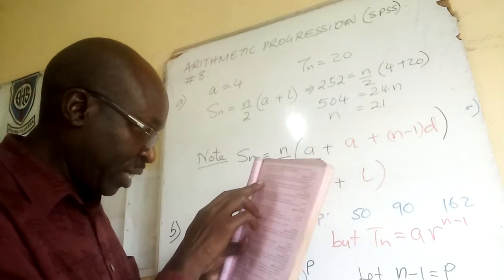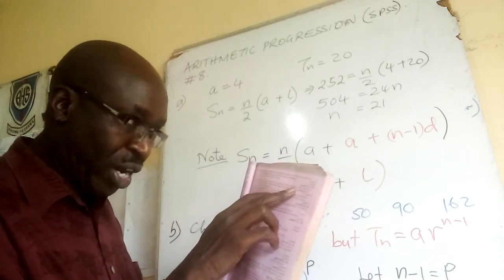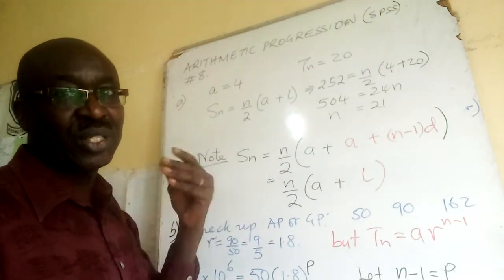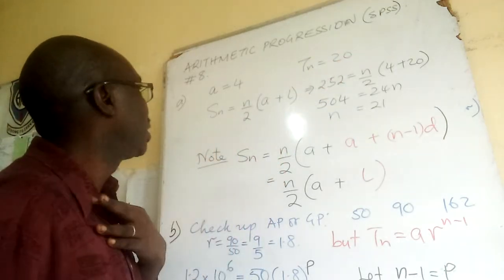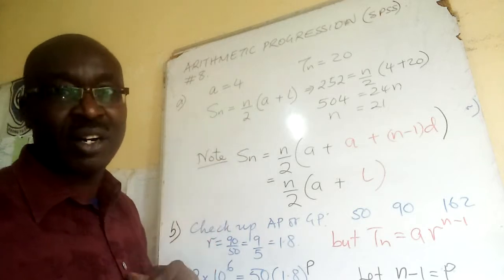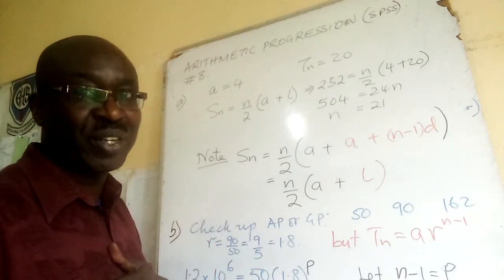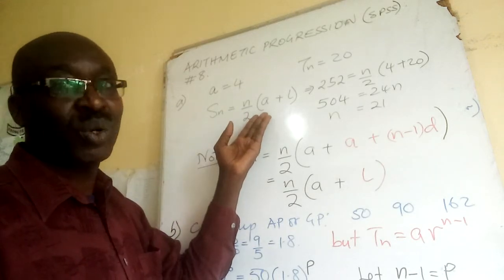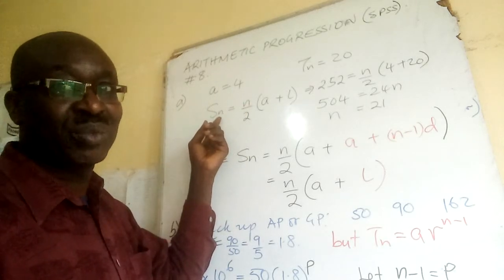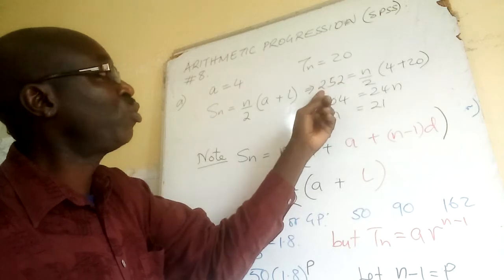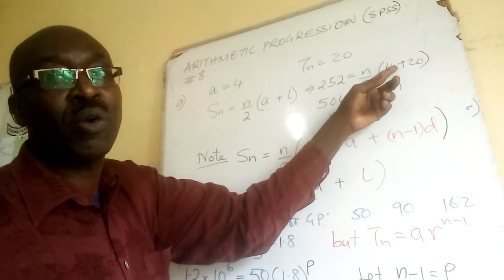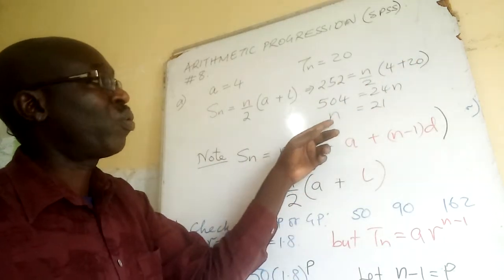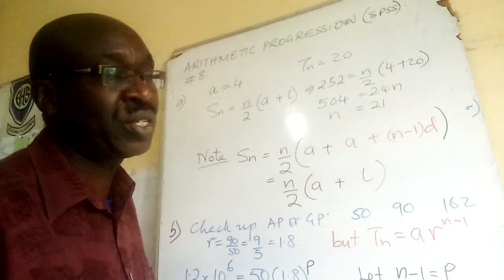They have asked that the first term of an arithmetic progression is 4 and the last term is 20. So I can write TL, the last term, is 20. And then we have the formula for the sum from the first up to the last term. I put the sum 252 is equal to n over 2 times (4 plus 20). This gives me 24n over 2, multiply this side to give me 504 over 24. When you divide, you get 21 terms.